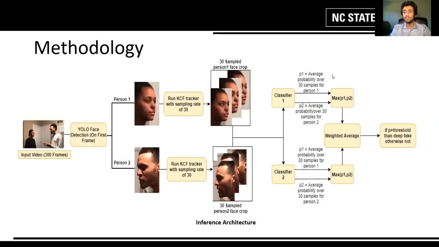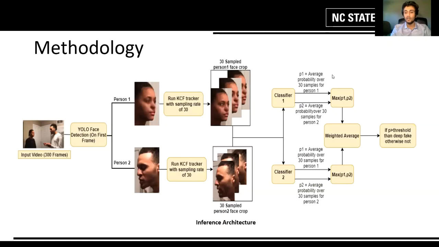In order to reduce the runtime, rather than using every facial cropped image, we sample the frames with a sampling rate of 30. Thus, at the end of the sampling and tracking layer, we will have a total of 30 face cropped images of every person in the video feed. We will use this set of 30 images as the input to both of our classifiers. Thus, the classifier would have an output of size 30 for every person. We will take an average of these 30 values.